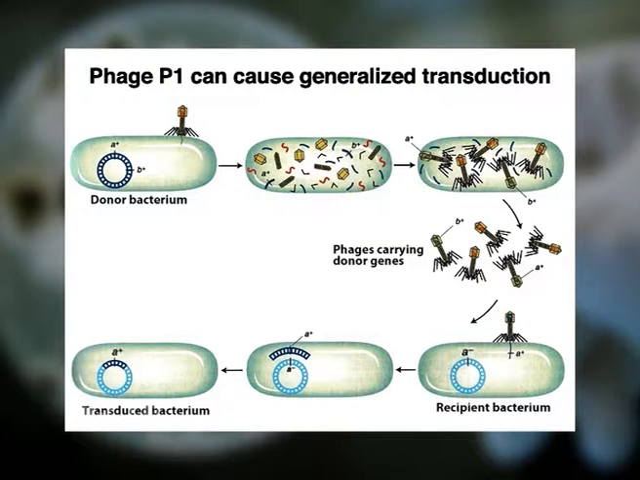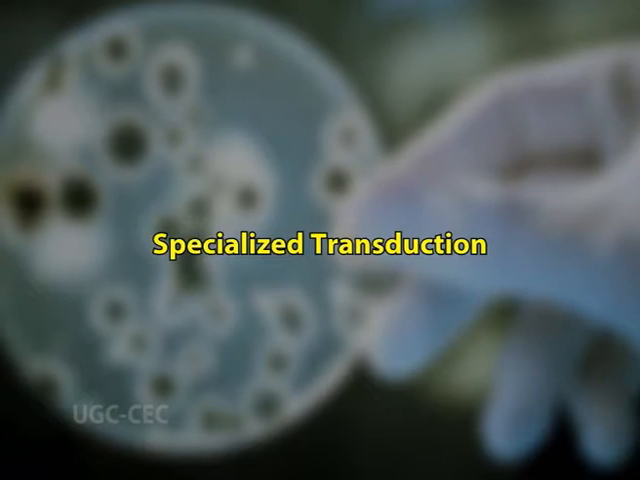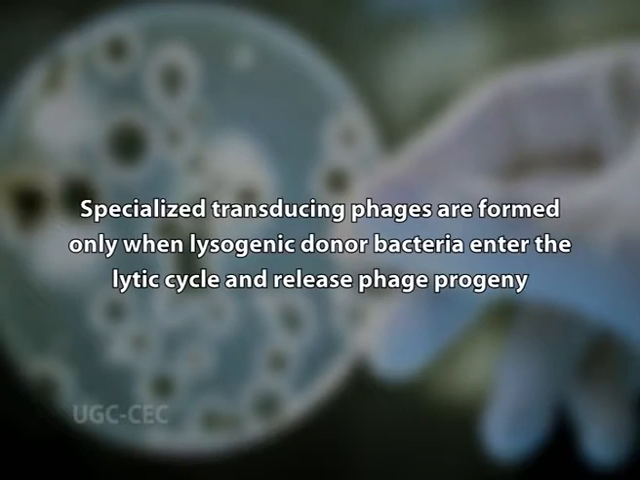The frequency of abortive transduction is typically 1 to 2 orders of magnitude greater than the frequency of complete transduction, indicating that most cells infected by generalized transducing phages do not produce recombinant progeny. Now let's discuss specialized transduction in detail. This transduction is mediated only by specific temperate phages, and only a few specific donor genes can be transferred to recipient bacteria. Specialized transducing phages are formed only when lysogenic donor bacteria enter the lytic cycle and release phage progeny.